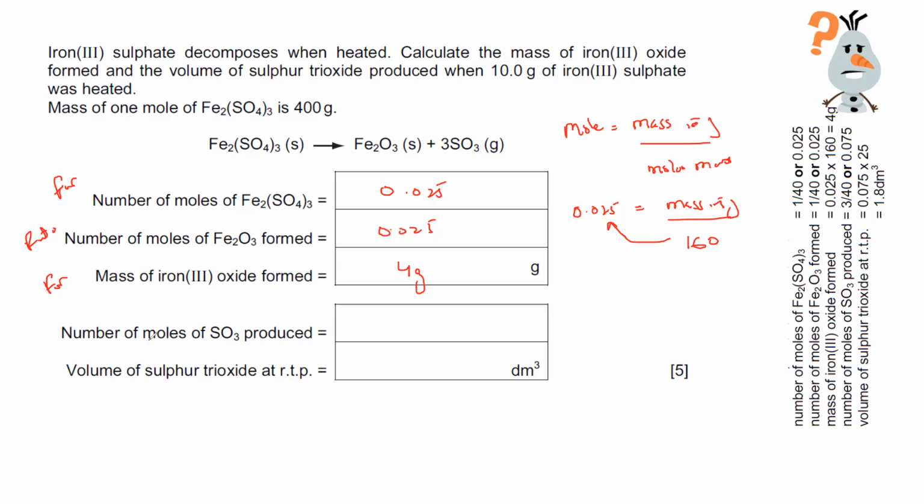Then the next part, number of moles of sulfur trioxide. Is any information given about sulfur trioxide? Anything given about sulfur trioxide in this whole question? So nothing is given about sulfur trioxide. If nothing is given, how to solve that question? Again, what we do, we'll take a ratio.